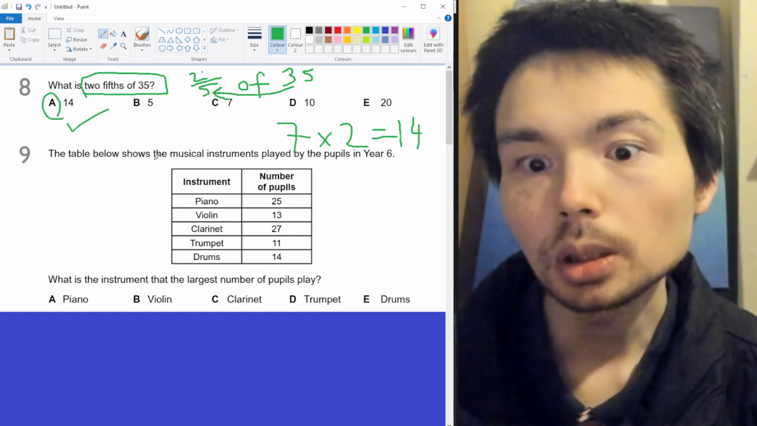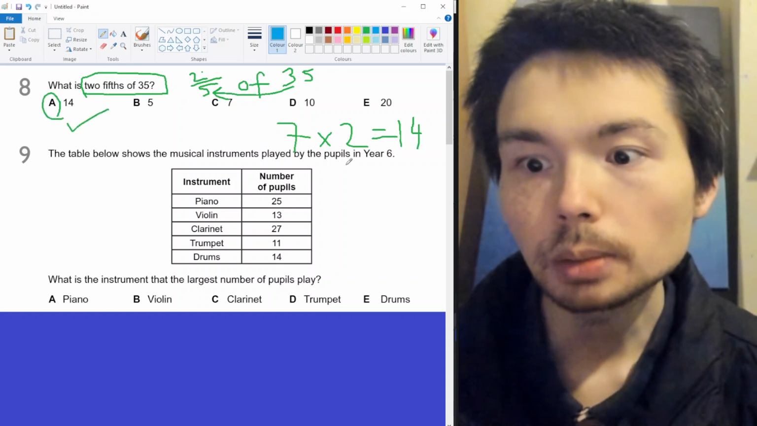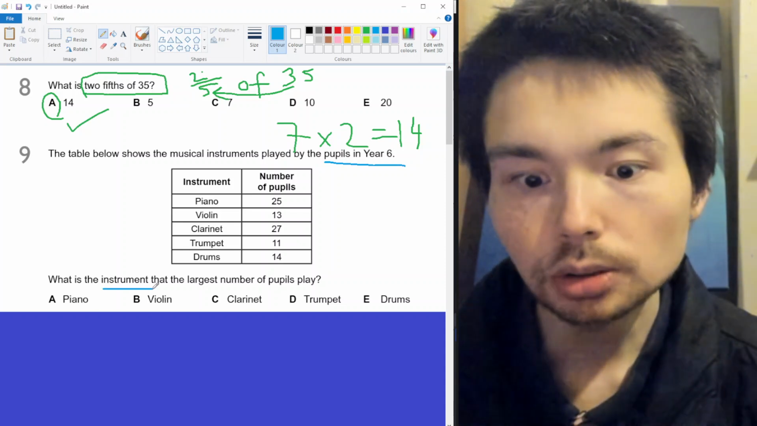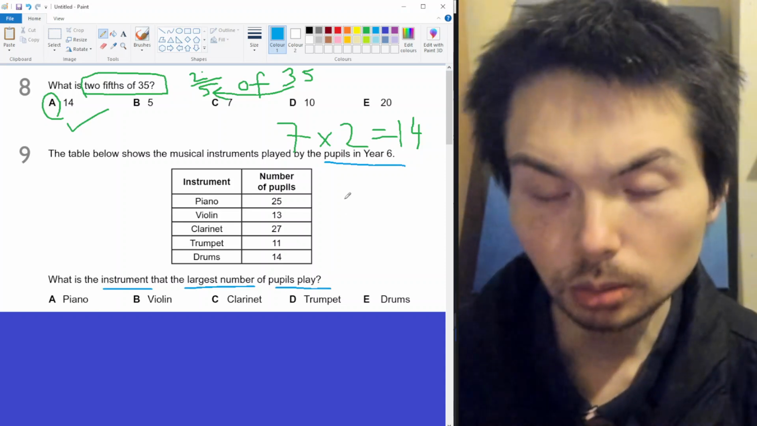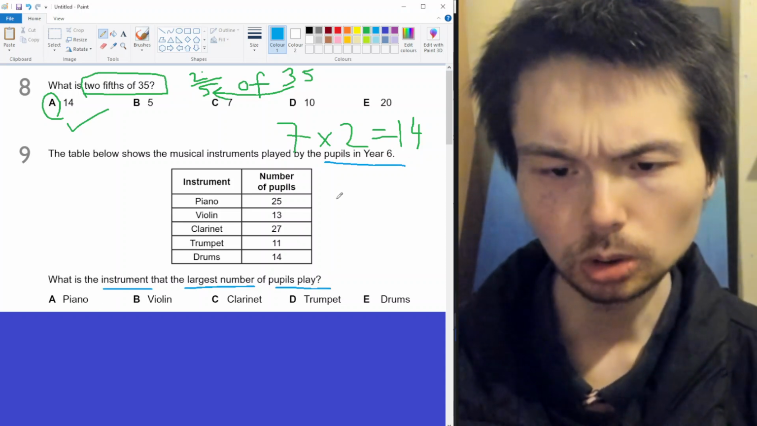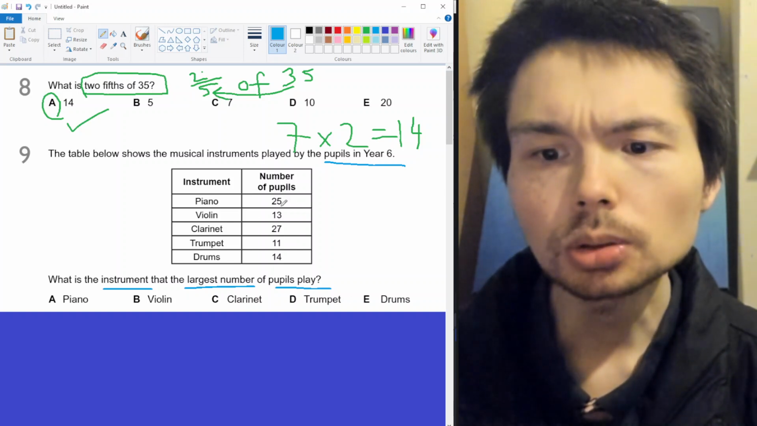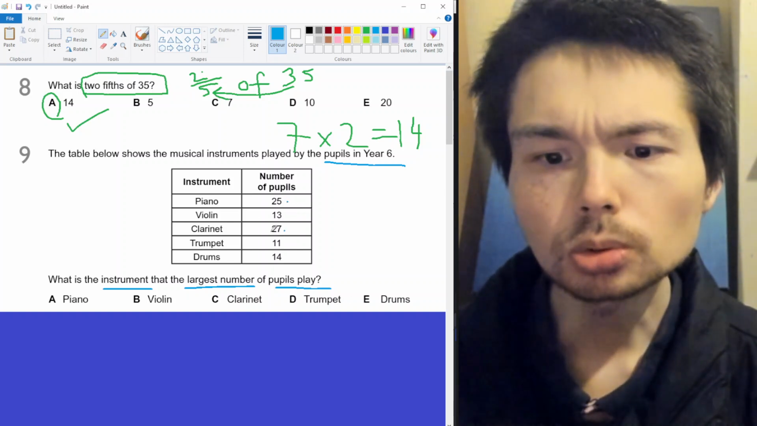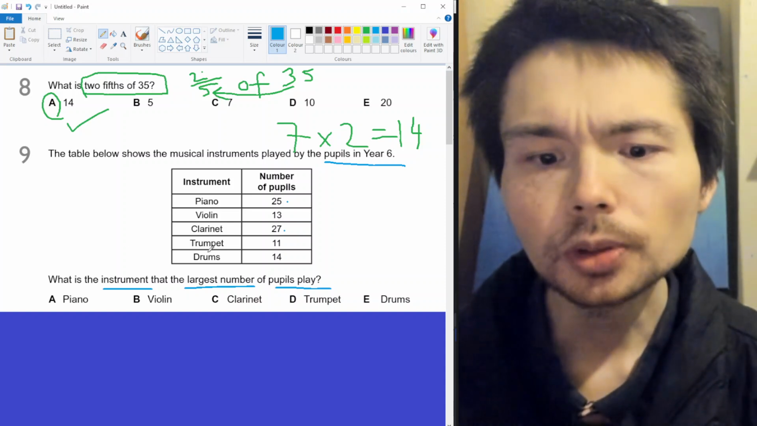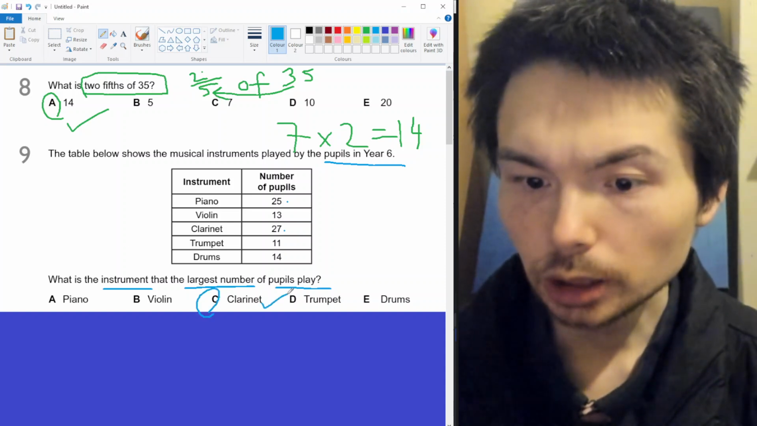Question 9. The table below shows the musical instruments played by pupils in Year 6. What is the instrument that has the largest number of pupils who play? You just pick the biggest number, I believe. And they've got all the instruments. 27 is the answer. So clarinet.